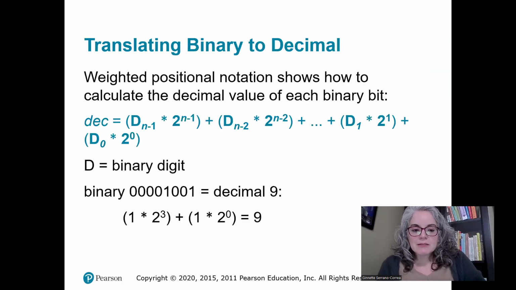Translating binary to decimal. When we look at a binary number, and we're going to do this a lot through the whole entire semester, so I'll say this many, many times until hopefully you understand it. So if we have this binary number here, 0, 0, 0, 0, 1, 0, 0, 1. This is 8 bits. 8 bits equals 1 byte. We're usually going to be talking about 1 byte.